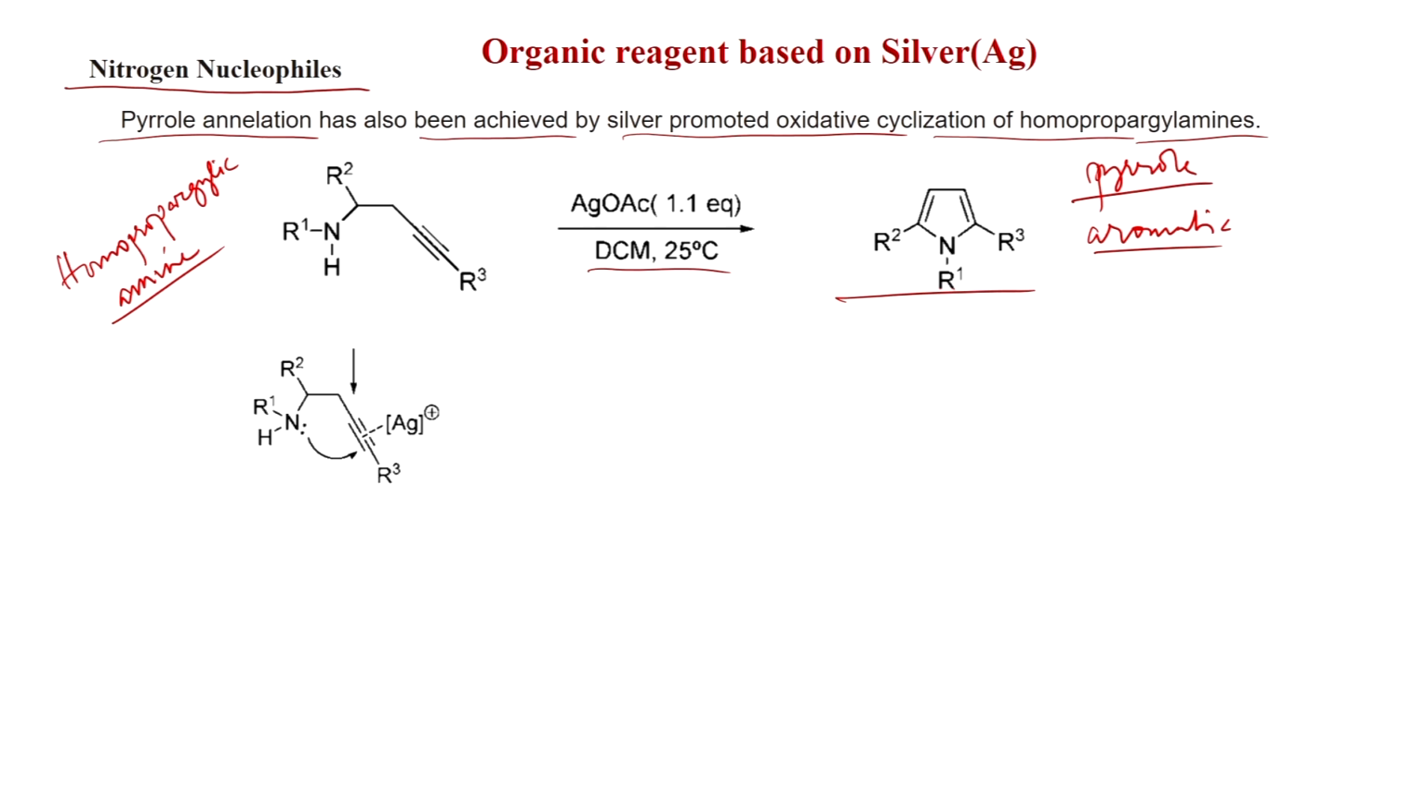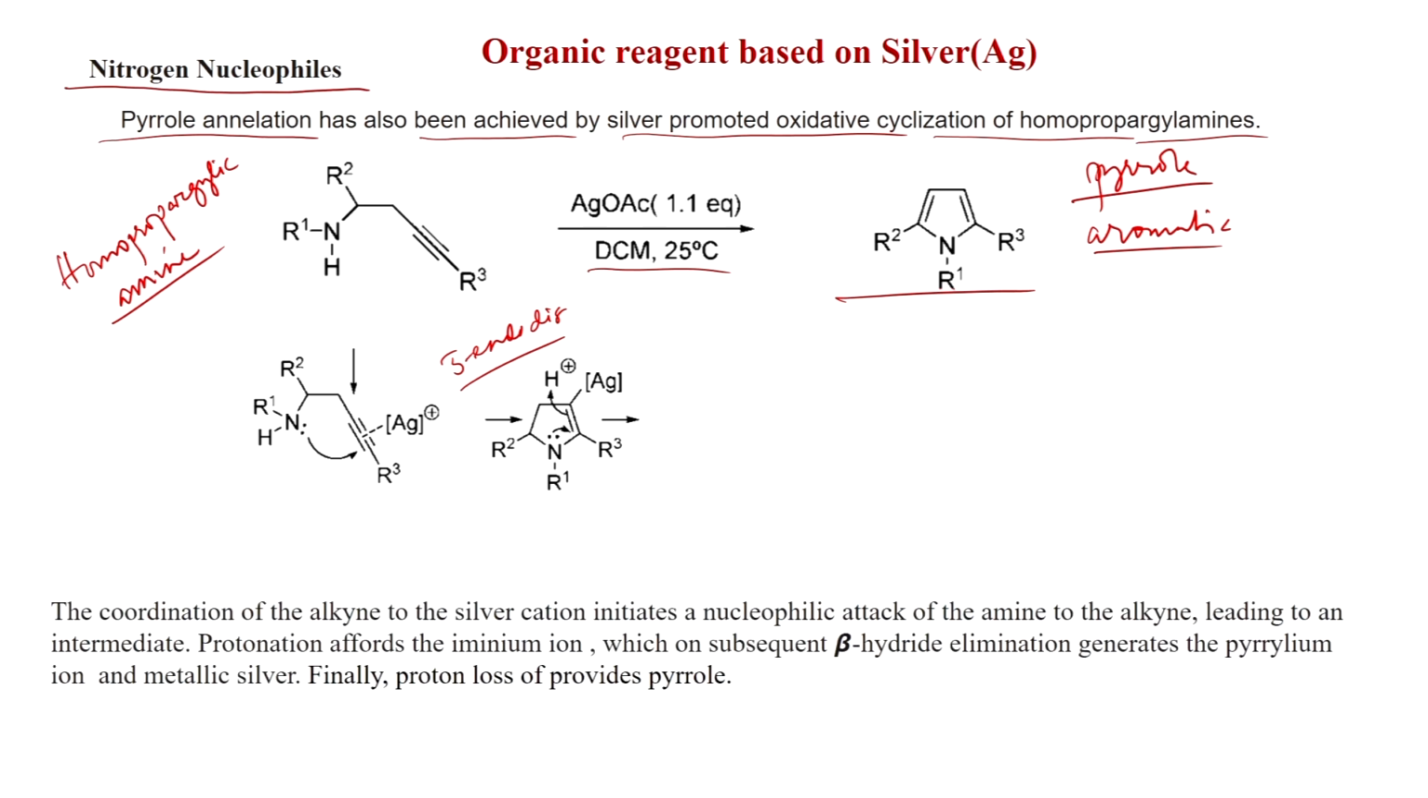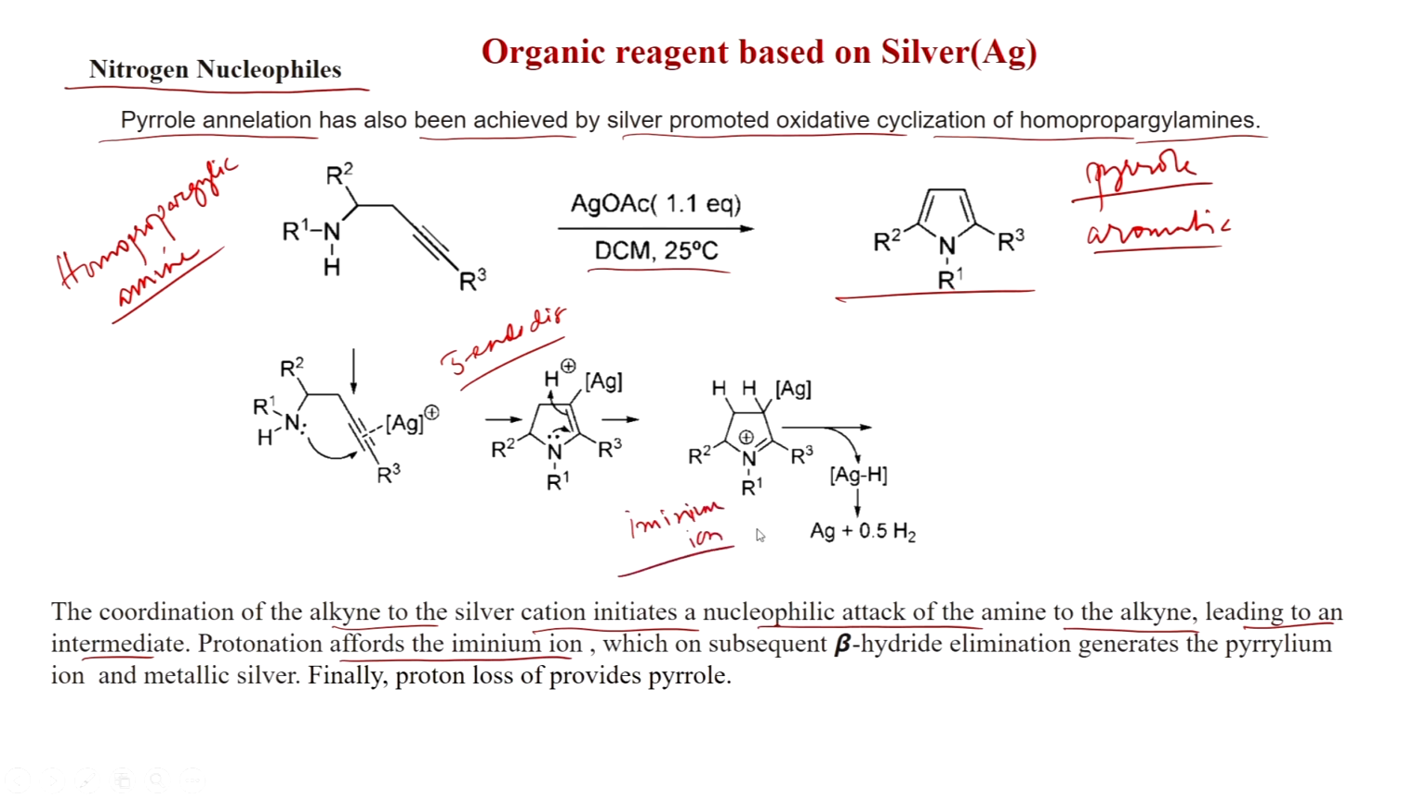So, what could be the mechanism? Here also silver coordinates with the triple bond, and here the 5-endo-dig will happen, and you get this intermediate. So, the coordination of the alkyne to the silver cation initiates an endo attack of the amine on the alkyne, leading to an intermediate. Protonation affords the iminium ion. So, this is the iminium ion, and this is very important.